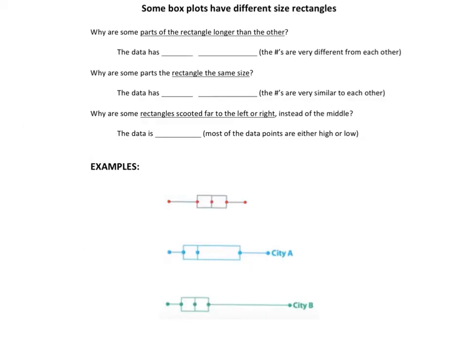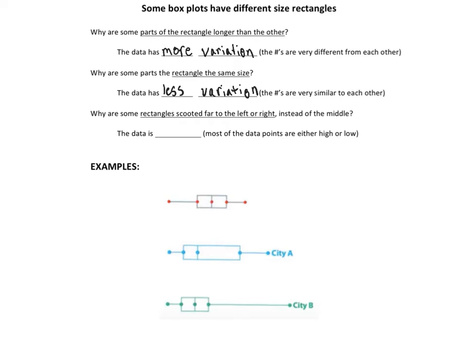So now we're going to look at a few questions. The first question is, why are some parts of the rectangle longer than the other? The reason for that is the data has more variation. The numbers are very different from each other, so they're spread further apart. Now, why are some parts of the rectangle the same size? The data has less variation, meaning the box can be smaller because they're closer together. The numbers are very similar to each other.